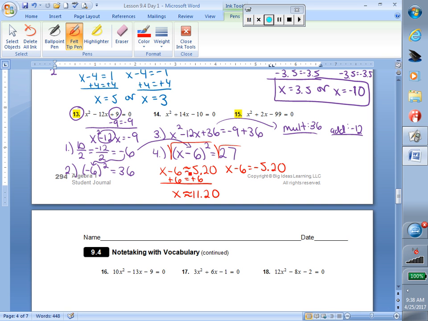and we really should be using those squiggly equal signs because we rounded the square root of 27. Anytime you round, you really should be using the squiggly equal sign. It means approximately. So our two solutions, x could be 11.2 or x could be approximately 0.8.